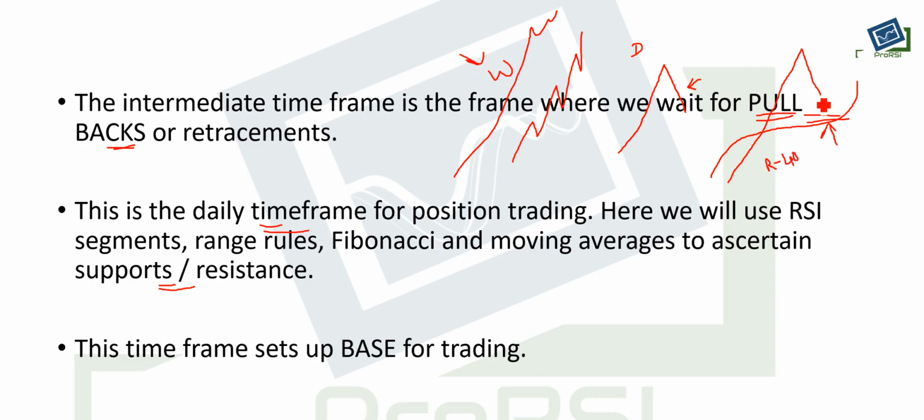So we will wait for the trend to pull back on the daily charts, right? The trend is on the upside on the weekly chart. Now we will wait for a pullback on the daily chart. We will wait for a retracement on a daily chart. We will ascertain a support area or multiple support areas, and we will wait for the prices to come down at that support area, and we will see how the price will be behaving at that level.